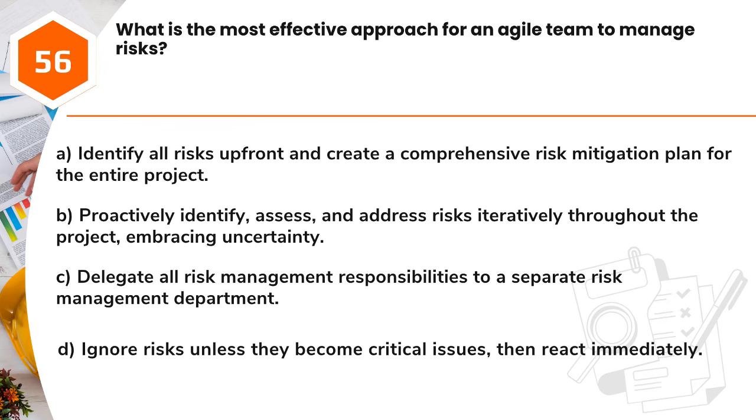Question 56. What is the most effective approach for an agile team to manage risks? A. Identify all risks up front and create a comprehensive risk mitigation plan for the entire project. B. Proactively identify, assess, and address risks iteratively throughout the project, embracing uncertainty. C. Delegate all risk management responsibilities to a separate risk management department. D. Ignore risks unless they become critical issues, then react immediately.